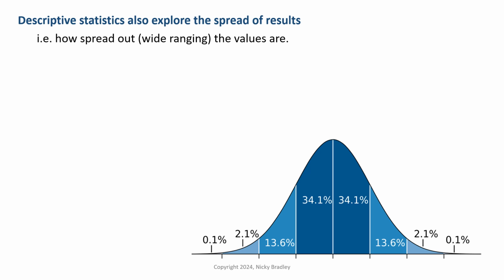Descriptive statistics, apart from exploring this central tendency and the distribution itself, explores that distribution in terms of the spread of results. So how spread out, how wide-ranging the values that we get are. And that is going to impact on the shape of our bell curve. If we have narrow ranging, we're going to have a very tall bell curve. If they're wide ranging, we'll have a flatter one, and that curve will spread out around the central tendency.